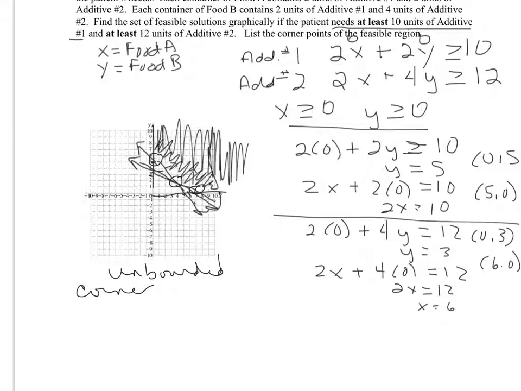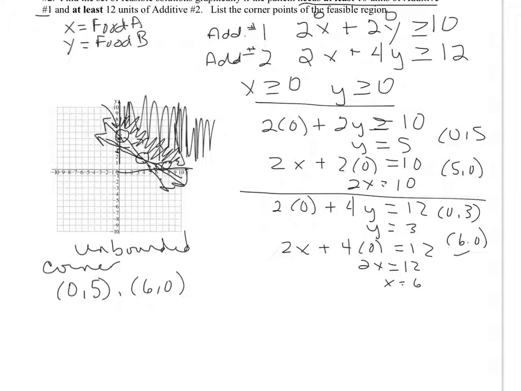So that means these intercepts that I found are going to be helpful. We're going to have the ordered pair 0, 5. That's this intercept right here. This is going to be the ordered pair 6, 0, because that went with our second line. So what I need to do is to find out where do these two equations intersect.